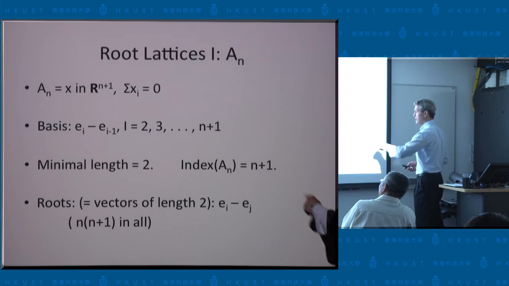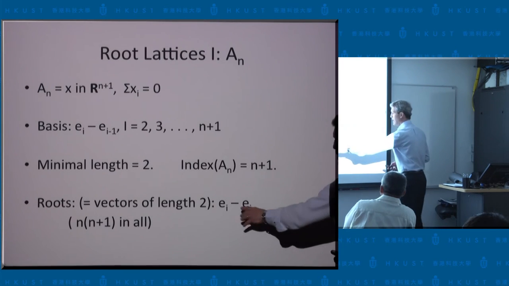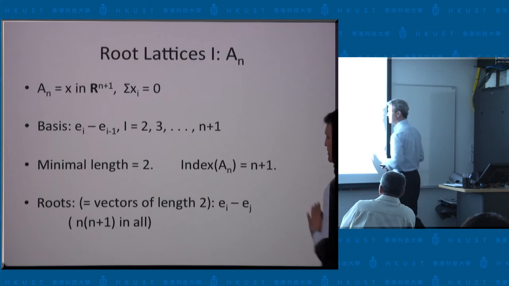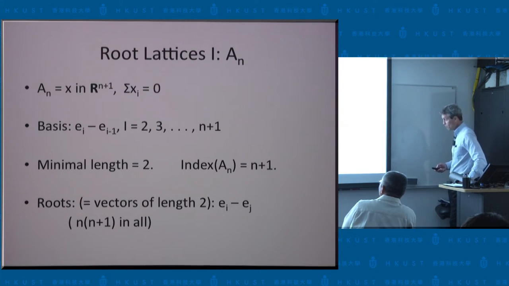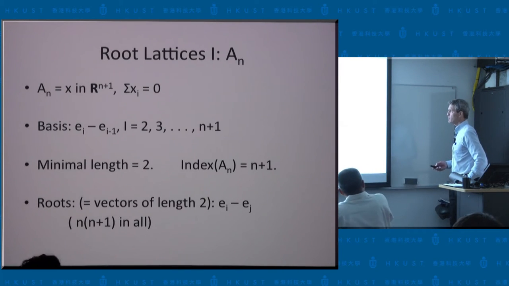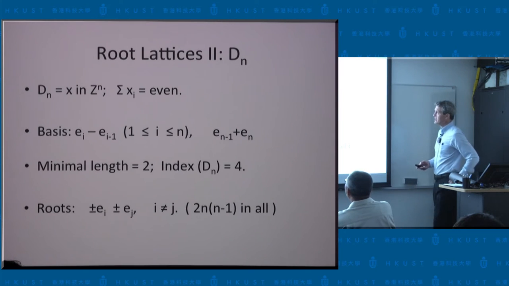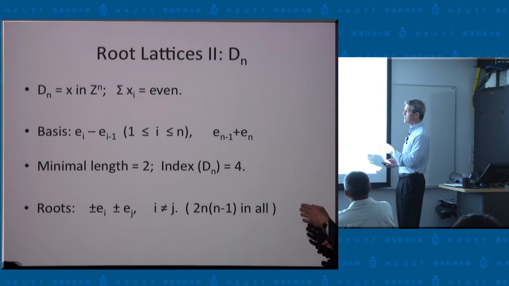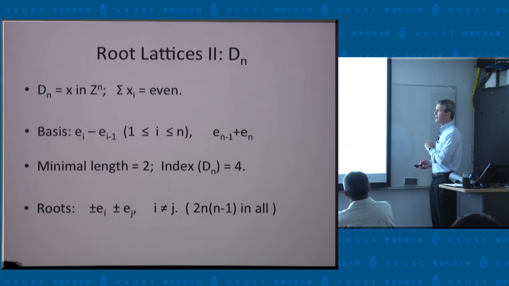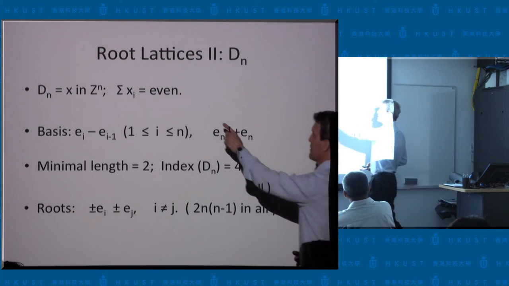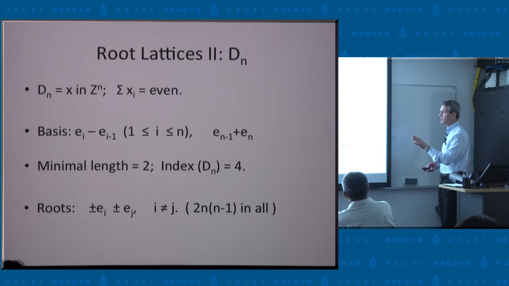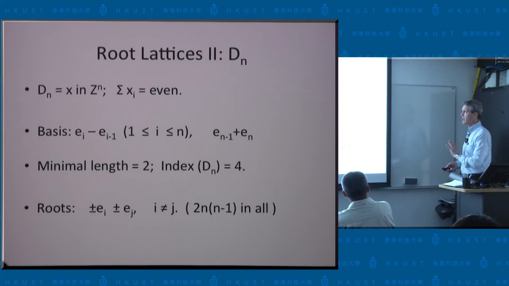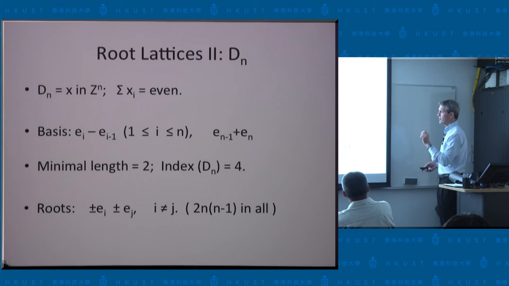Okay, and so as I said, e_i minus e_j, plus or minus that, are the roots, and there are N times N plus one of them. Okay, and then there are the D_N lattices. And this is quite easy to describe. You take all the integral vectors in N space, and you require that the sum of the coordinates is even. If you do this in two dimensions, you get what is sometimes called the checkerboard lattice, right? You get the integral points, but only every other one. So the fundamental regions look like diamonds.